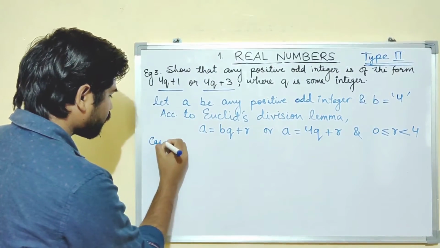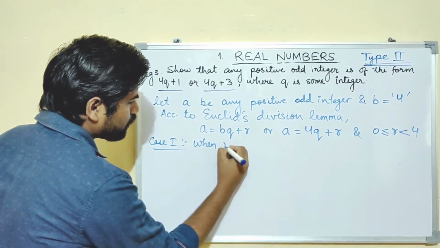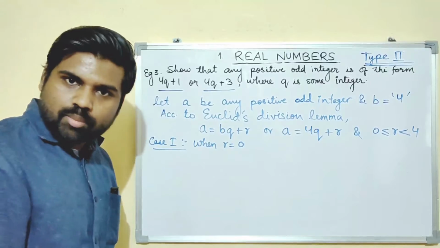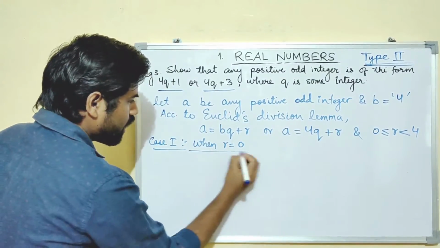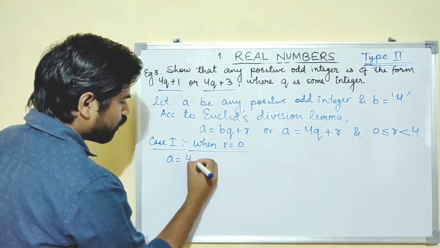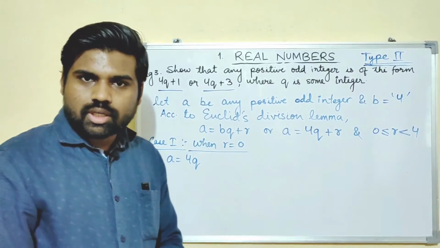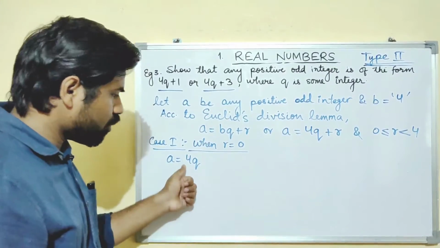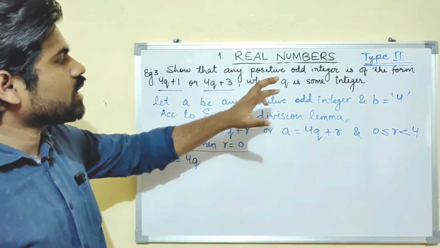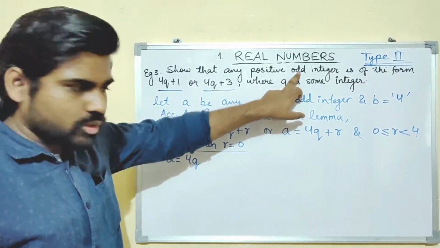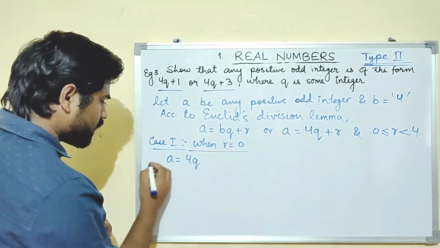Case first, when remainder is equal to 0. When the remainder is 0, what will happen? We'll substitute 0 here. You'll get a equals 4q. Now can you tell me, is it odd or even? Yes, it is even because it is divisible by 2. So it is even, and what we need here is odd. So we don't need this, right? So we'll not consider this.